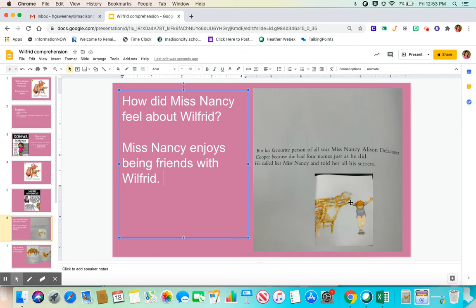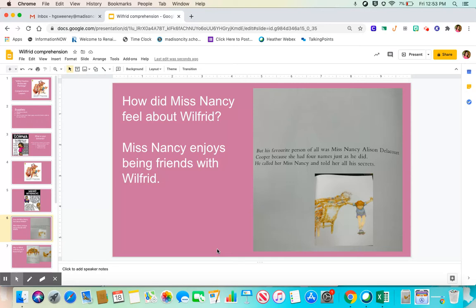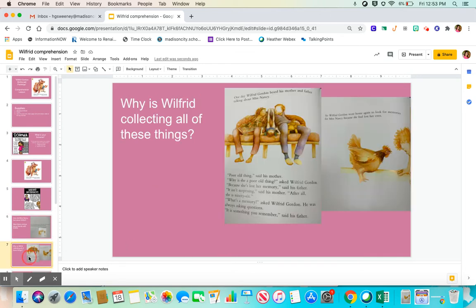Because if you were around somebody that much and you listened to all their secrets and you watched them while they were playing, then you would feel like they were your friend. All right. So we used our schema and the clues from the text to answer this question. We made an inference. Now let's look at the next question.